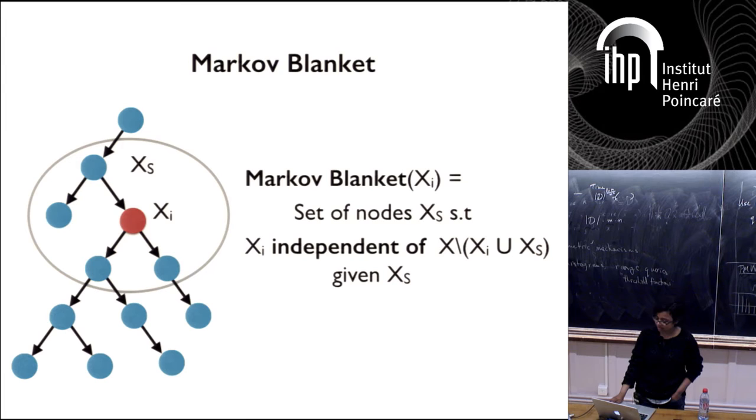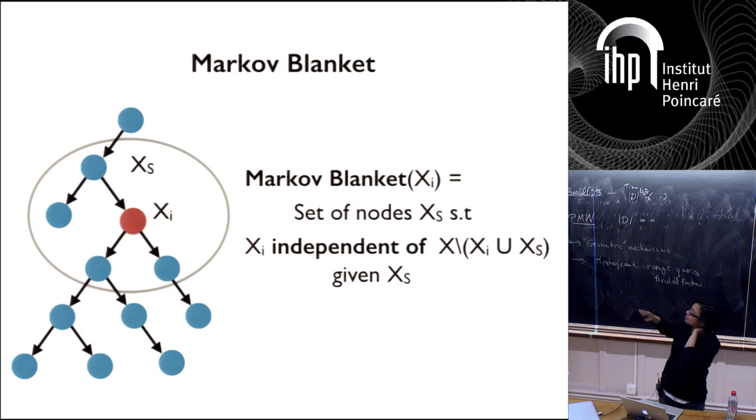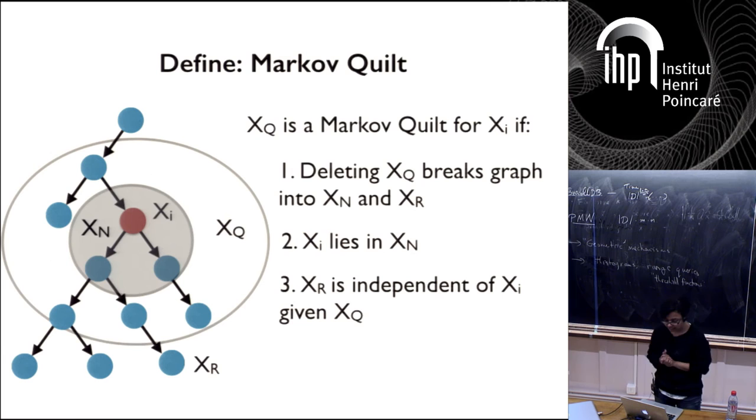That's true. Okay. But the point is that this is a set of nodes around this node such that it's independent of the rest of the graph conditioned on this set, okay? So now we won't really use the Markov blanket, but we'll need a concept that's a bit more general. We are going to call it the Markov quilt, okay? And the Markov quilt is defined as follows.